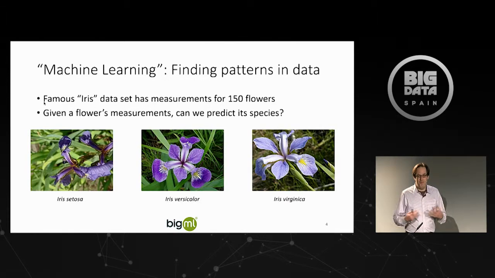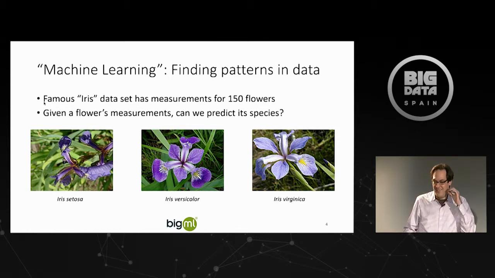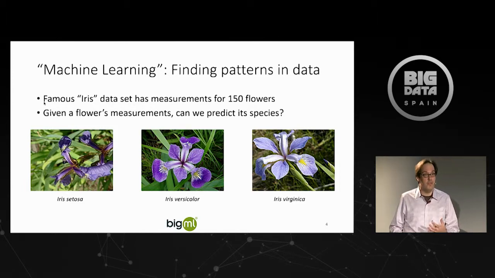So what do we mean when we say machine learning? I'd say the short answer is finding patterns in data. For example, there's the famous iris data set, which has measurements for 150 flowers, 50 of 3 different species. And you've got the 3 species up here. What we're trying to do is predict a flower's species using its measurements.